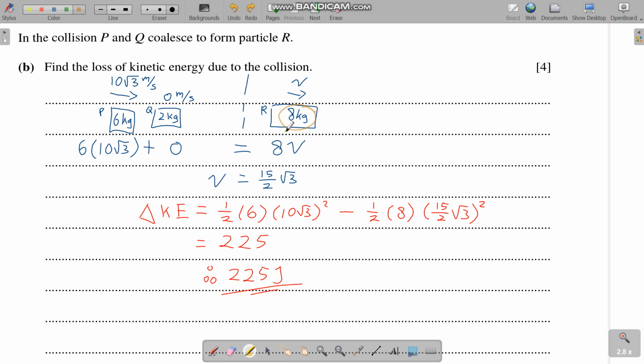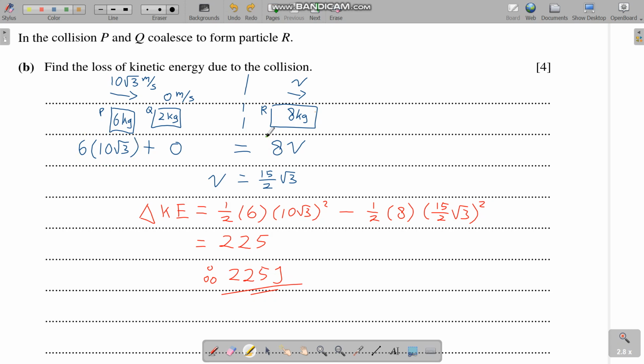Momentum is mass times velocity. 6 times 10√3, mass times velocity. The velocity here is 0. And this is mass times velocity. We are solving for v. We have the velocity, which is this divided by 8. We get 15/2√3, which is the velocity of R.